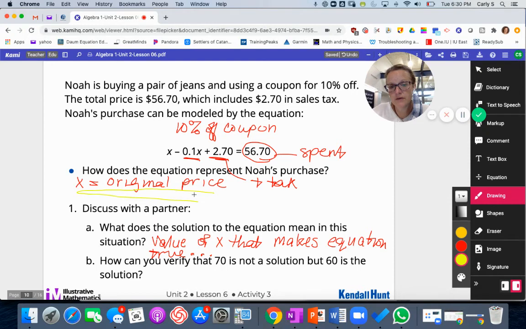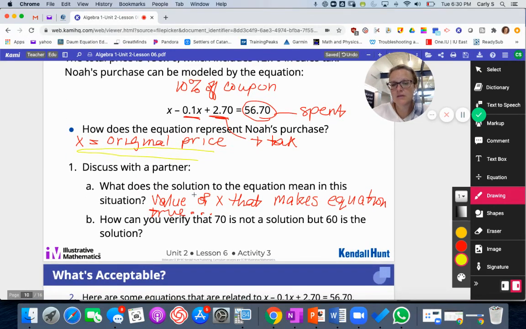How can you verify that 70 is not a solution, but 60 is? We can plug in 70, right? So I can say that 70 minus 0.1 times 70 plus $2.70 equals 56.70. Okay, and I have my calculator out.